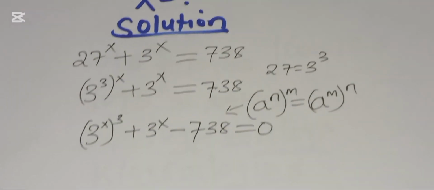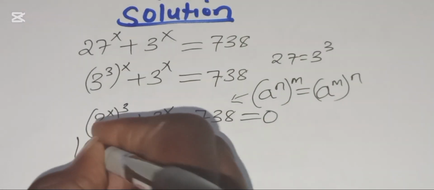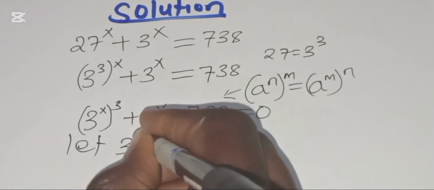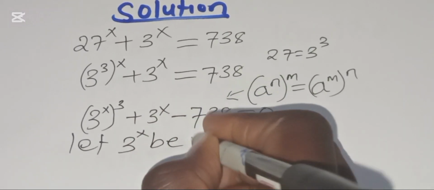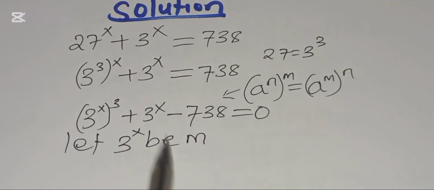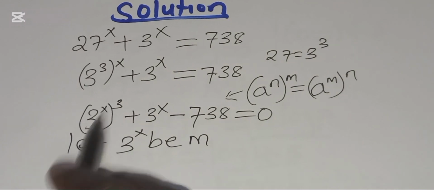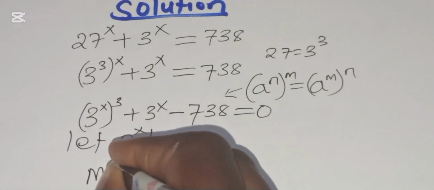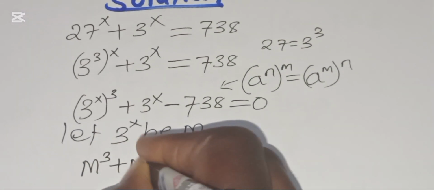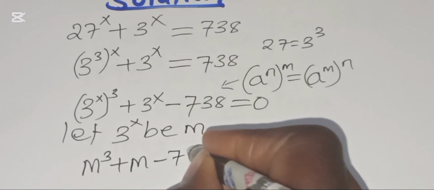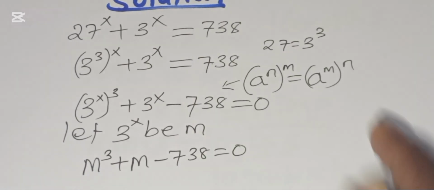Now from here we can say, let 3 raised to the power x be m. So we can substitute here, and we're going to have m cubed plus m subtract 7.8, and this is equal to 0.